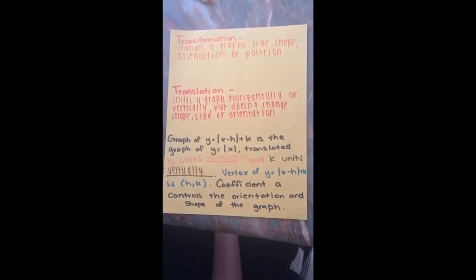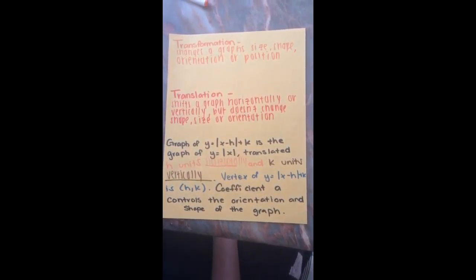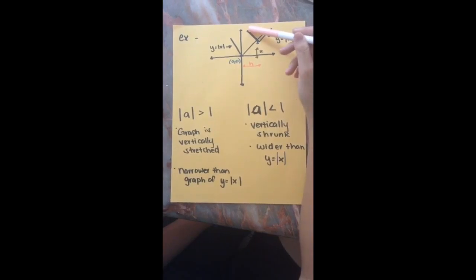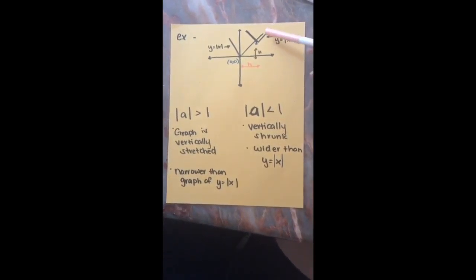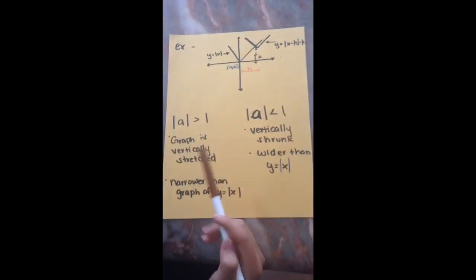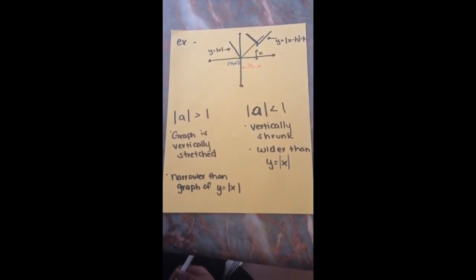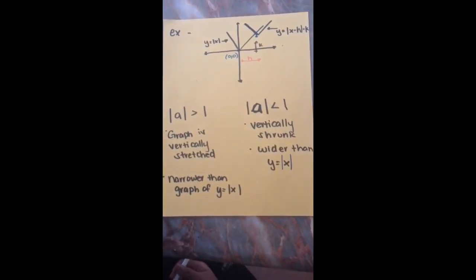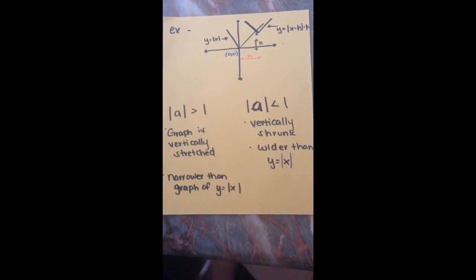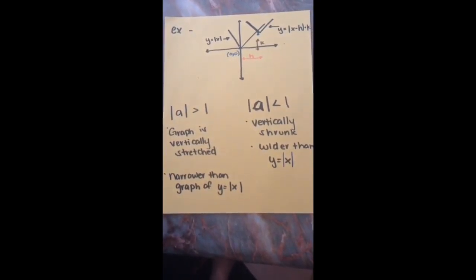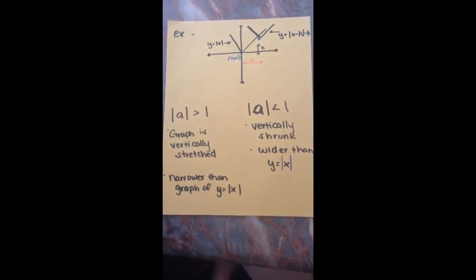The coefficient a controls the orientation and shape of the graph. For example, the parent graph right here shows the absolute value of x, and the graph right here is y equals a times absolute value of x minus h, plus k. If the absolute value of a is greater than 1, the graph is vertically stretched, narrower than the graph of y equals absolute value of x. If the absolute value of a is less than 1, it is vertically shrunk, wider than y equals absolute value of x.